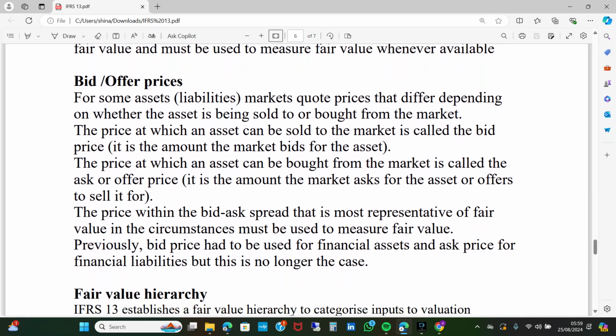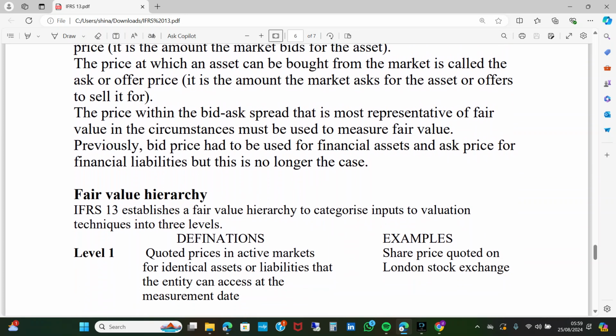Now, when we are calculating fair value in a market like that, we use what we call the bid-ask spread. That means we calculate an average between our buying and selling price, and that will be our fair value. In the past, if you were fair valuing a financial asset, you used your bid price, and if you were fair valuing a liability, you used your ask price. But now the standard says you use a spread. That means you calculate an average between the two values.